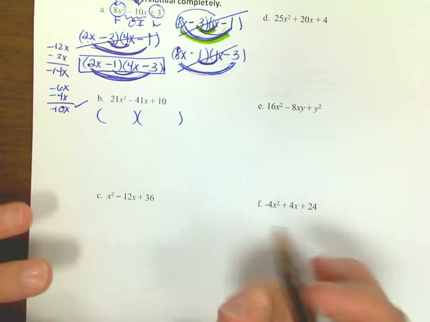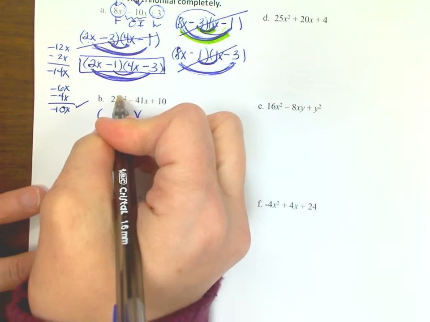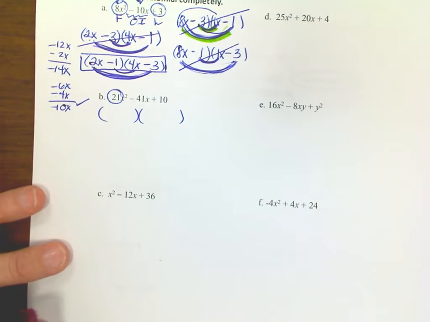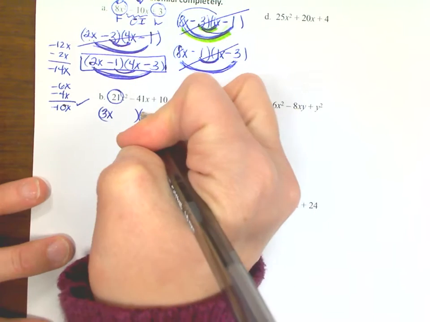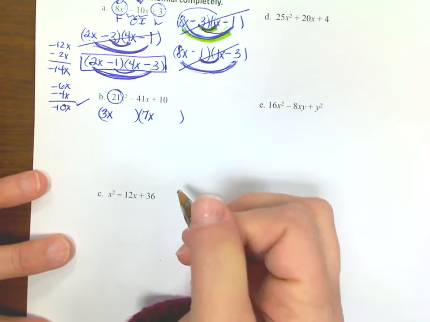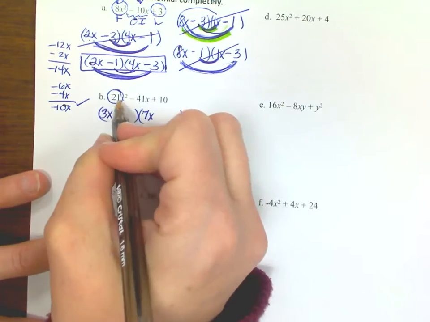Now, there's a couple different factors we could use to get 21. We could use 1 times 21, and we could use 3 times 7. So there's a couple different ones we can work with. Let's just try out 3 and 7. Okay, so we've got 3 and 7, so it's going to be 3x times 7x.